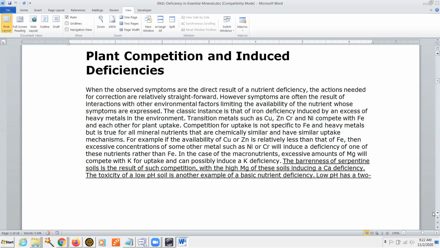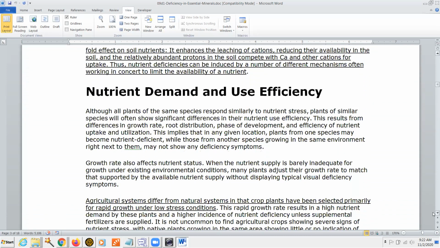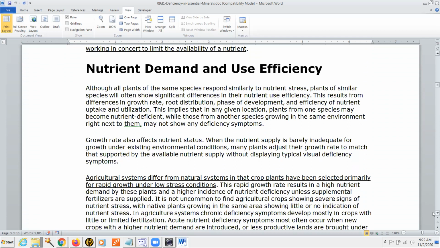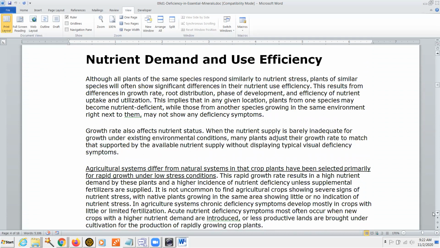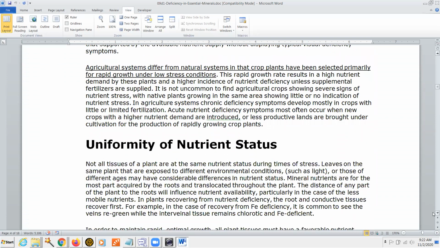So again, it doesn't necessarily mean that the nutrient is unavailable when a plant is experiencing a nutrient deficiency. The nutrient might be there, there just might be some reason to induce the deficiency so that the plant can't get it, or can't get it in high enough concentration. So please read that as well. Nutrient demand and use efficiency, I'll leave that to your reading.